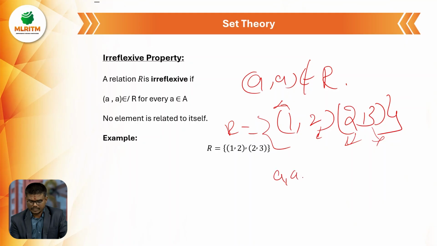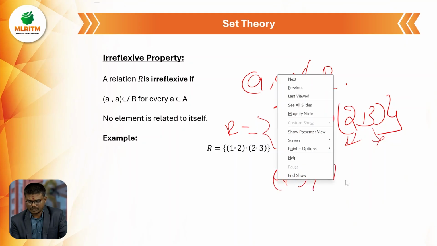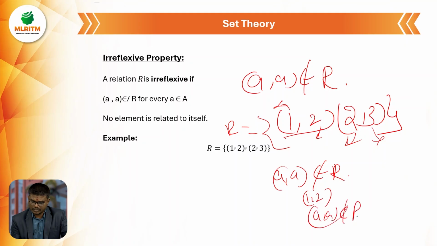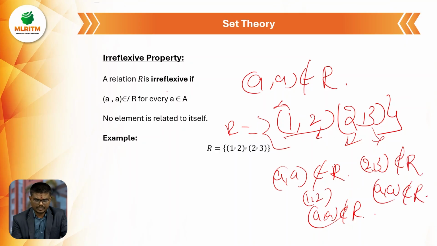A comma a does not belong to R. Here the given pairs are: the first pair is 1 comma 2, so here a comma a does not belong to R. And the second pair is 2 comma 3, which does not belong to R, and that means a comma a does not belong to R. So it is satisfying the irreflexive property.